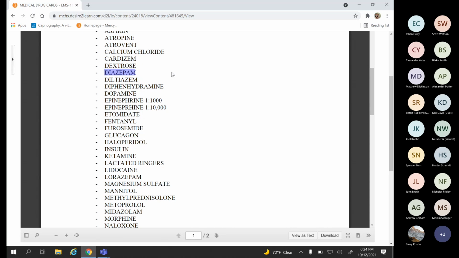And yeah, they suppress any rapid firing of the electrical impulses inside our brain, so that way we can stop seizures. Diltiazem, same thing as Cardizem again. It is a calcium channel blocker used for AFib RVR.